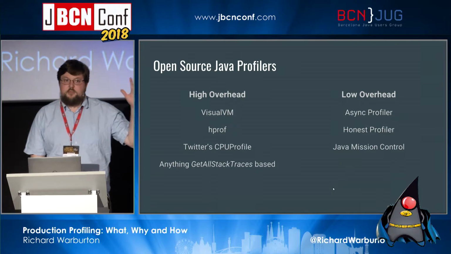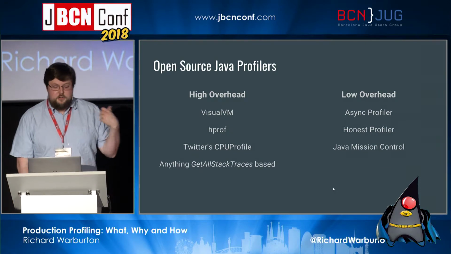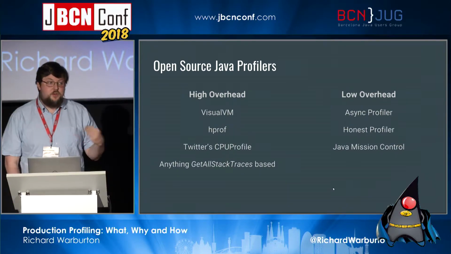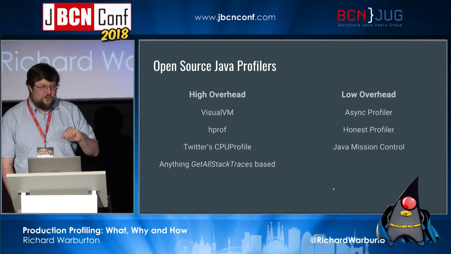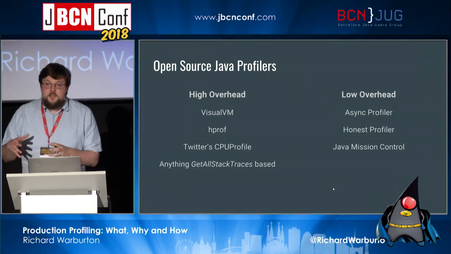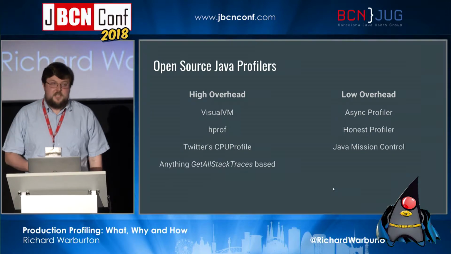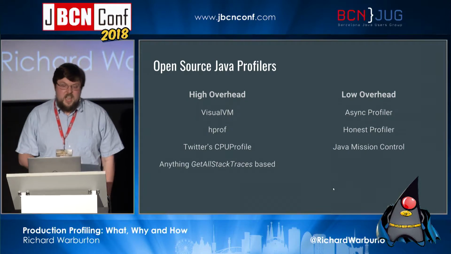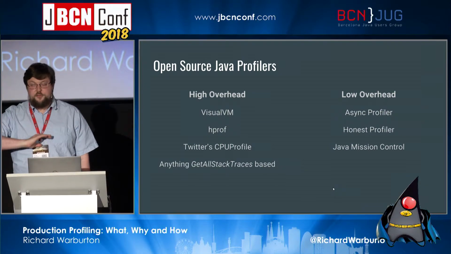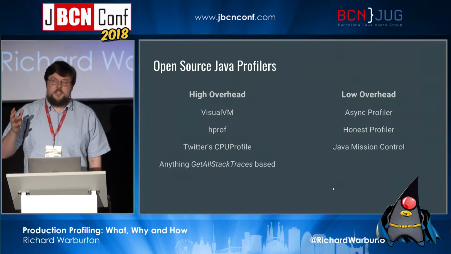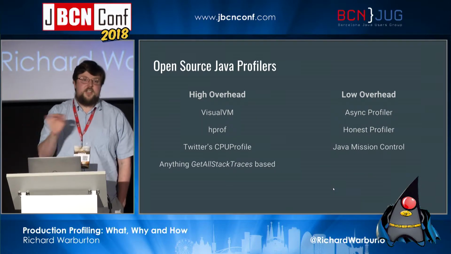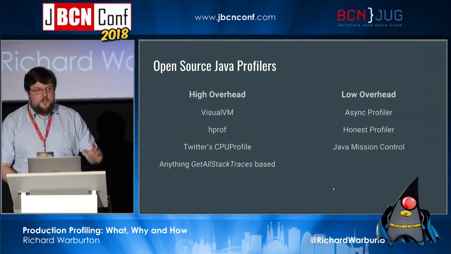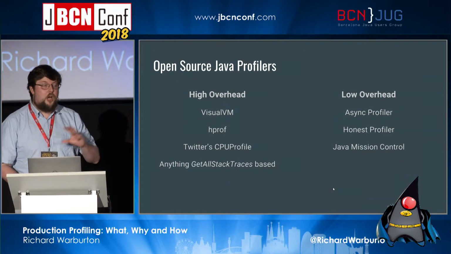Now, there are some open source Java profilers that you can use. There's a bunch of things you're probably familiar with, like JVisualVM, Twitter CPU profile, hprof, things like that, which are all really, really high overhead, and use the traditional get all stack traces type approach or something similar to that. Some open source much, much lower overhead profilers: there's the async-profiler GitHub project. There's Honest Profiler, which is a project that I maintain. And Java Mission Control has been open sourced from 11 onwards as well. That doesn't necessarily use AsyncGetCallTrace, but uses a very similar method that also has operating system signal handlers. So those are much, much lower overhead and much more accurate for on-CPU profiling.